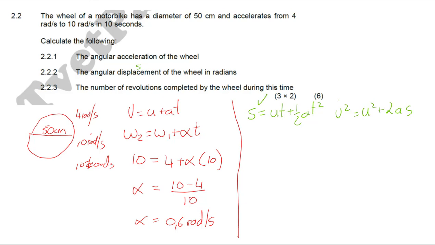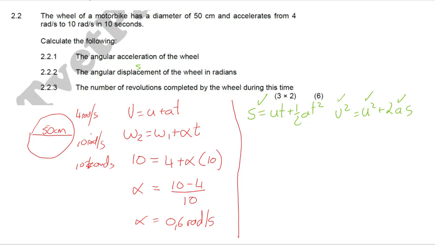Let's look at the second formula. Do we have the final velocity? Yes. Do we have the initial velocity? Yes. Do we know the acceleration? Yes. We want to calculate s. Both formulas are valid. So let's test with both. If we get the same answer in both, we know our answer is correct. In a test or exam, stick with one formula and get your answer.